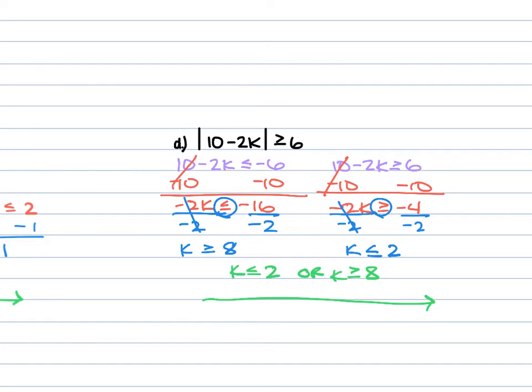On our number line, 2, 4, 6, 8, 0. We have a closed circle on the 2. Our line goes to the left. Closed circle on 8. Our line goes to the right.